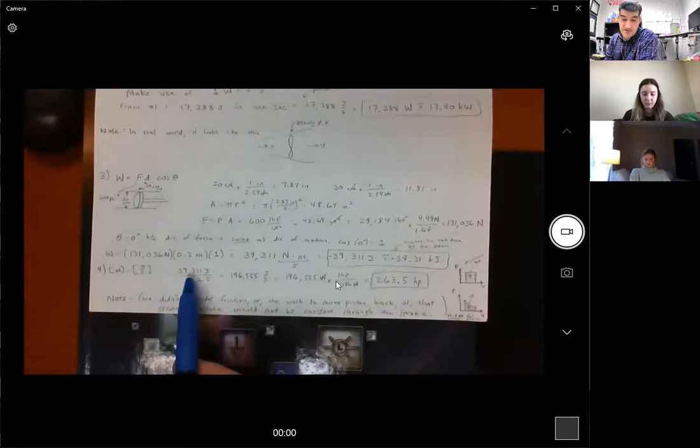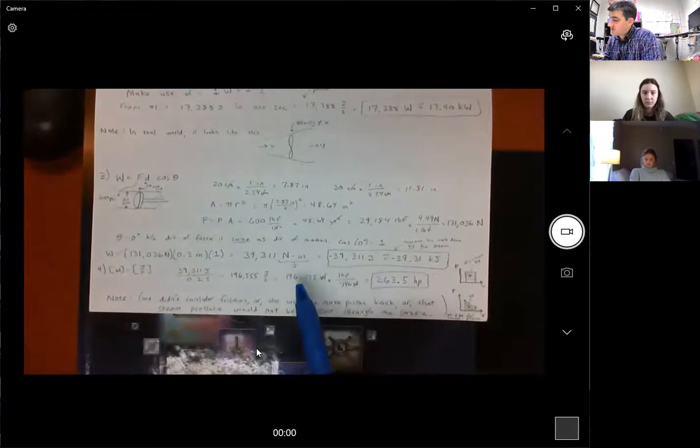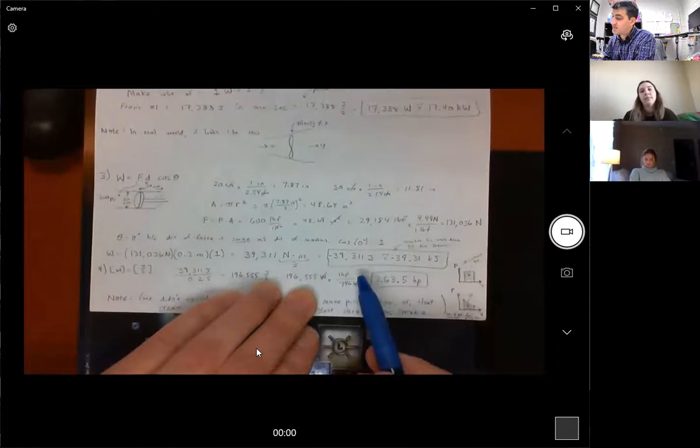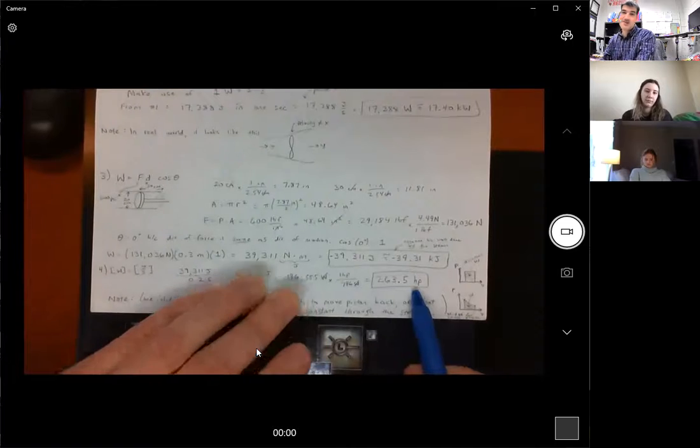We'll take 39,311 joules divided by the delta T, how long it takes, 0.2 seconds. And we get 196,555 joules per second, and a joule per second is just a watt. So we get 196,555 watts. But that's not quite the final answer because it asks for it in horsepower. They're both units of power, so there's just a conversion between them. It tells us a horsepower is 746 watts, so we multiply times 1 horsepower per 746 watts. Our watts cancel out, and we get 263.5 horsepower.